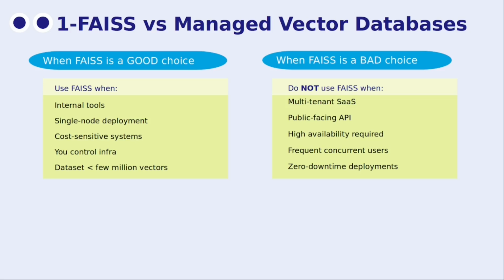Interview line. Here is a line you can use in an interview. FAISS gives maximum control but zero operational guarantees. This shows architectural maturity.